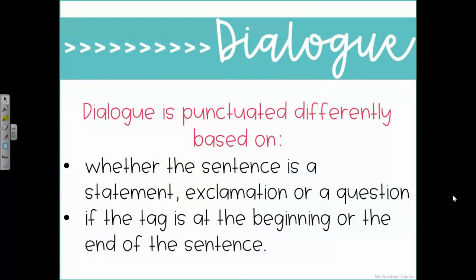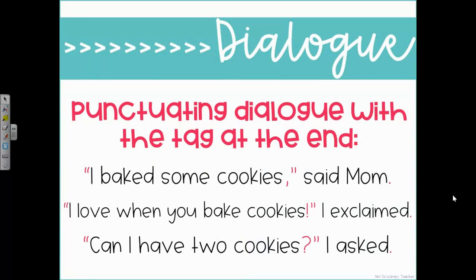Dialogue is punctuated differently based on a couple of things. One is whether the sentence is a statement, exclamation, or a question. And the second thing there is if the tag is at the beginning or the end of the sentence. So we're going to look at some of these examples together today.